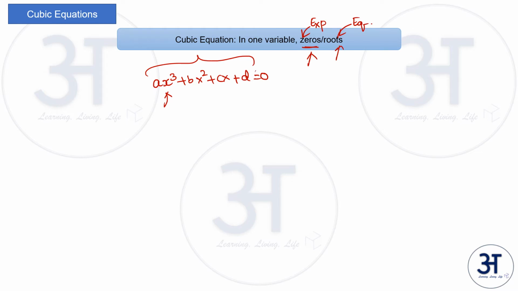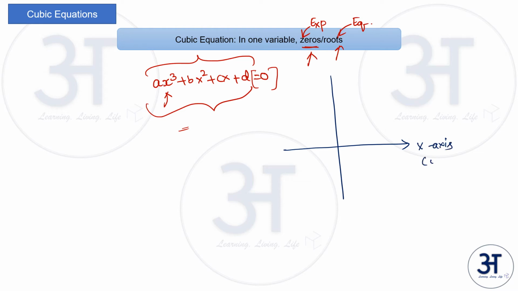And if this equal to 0 is not given, if only this expression is given, those values of x are called zeros of this expression. So as we have seen in the quadratic equation case, these are those points where the graph intersects x-axis, that is y equal to 0, right? So now let us see how many roots or how many zeros a cubic equation can have at max.